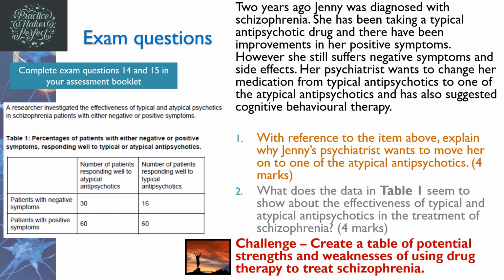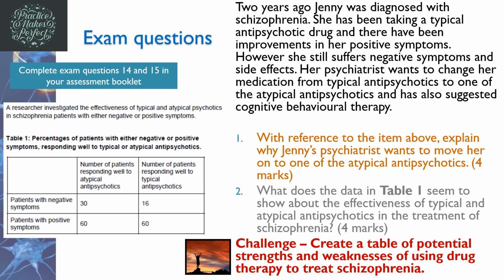In the second question, the table isn't actually in your assessment booklets. Hopefully you can see it clearly from the slide here. Remember that these PowerPoints are in Teams if you need them. So what does the data in Table 1 seem to show us about the effectiveness of typical and atypical antipsychotics in the treatment of schizophrenia? A researcher investigated the effectiveness of typical and atypical antipsychotics in schizophrenia patients with either negative or positive symptoms. The table shows the percentages of patients with either negative or positive symptoms responding well to typical or atypical antipsychotics.